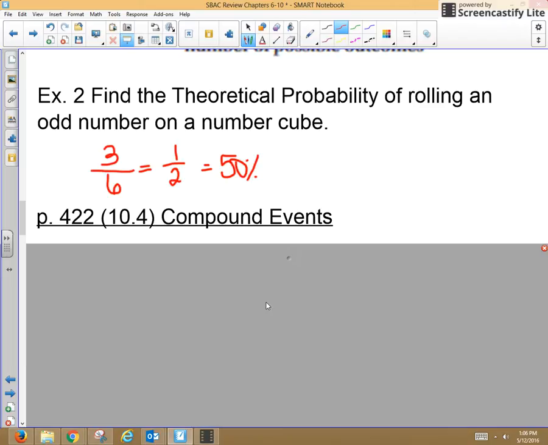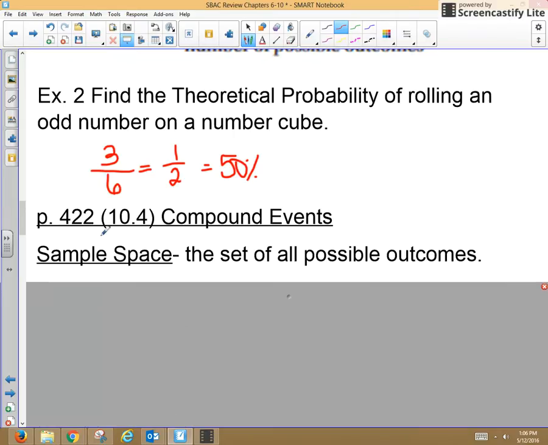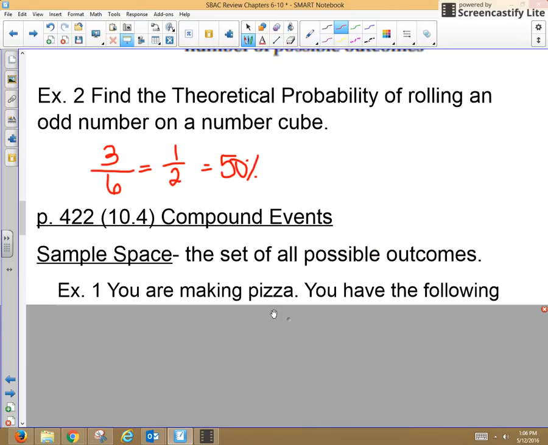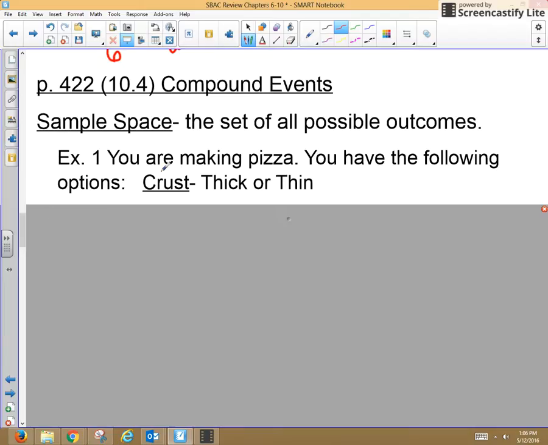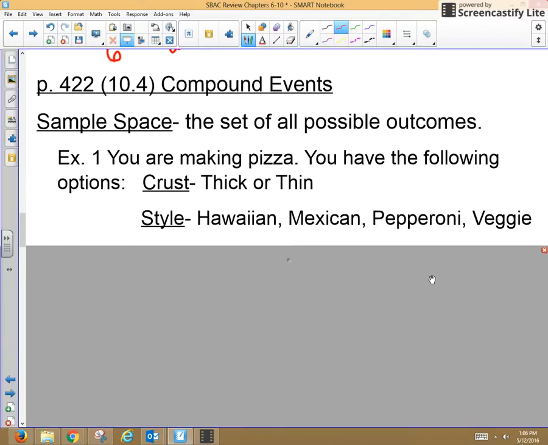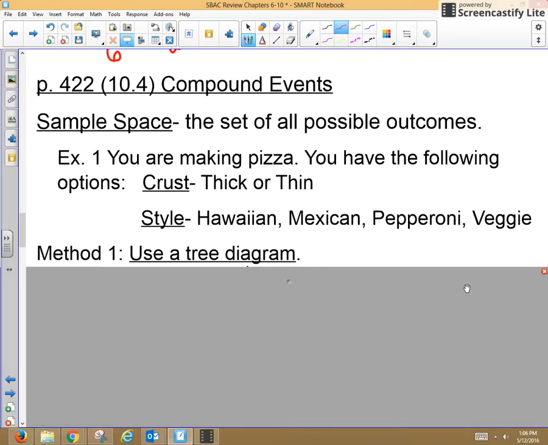Okay, let's move along with lesson 10.4. Open your books to page 422. This is on compound events. First, I'd like you to write down the definition of sample space. The set of all possible outcomes is the total sample space. So here I want you to think, for example 1, about making a pizza. Here are your options. You have 2 options for the crust. You can have a thick crust or a thin crust. And you can have 4 different styles of pizza: Hawaiian, Mexican, pepperoni, and veggie.